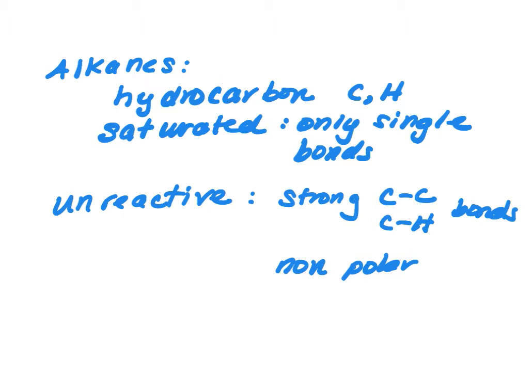Some organic chemistry textbooks consider alkanes as the first functional group. Your textbook discusses them but does not list them in the functional groups table. Alkanes are hydrocarbons. They are composed only of carbon and hydrogen. They are considered to be saturated, where you only have single bonds. Alkanes are fairly unreactive. They are unreactive because they have strong carbon-carbon and carbon-hydrogen bonds, and they are nonpolar. There is not a large difference in electronegativity between carbon and hydrogen.